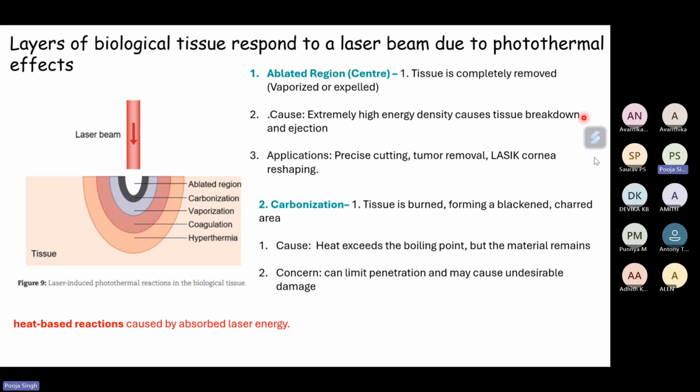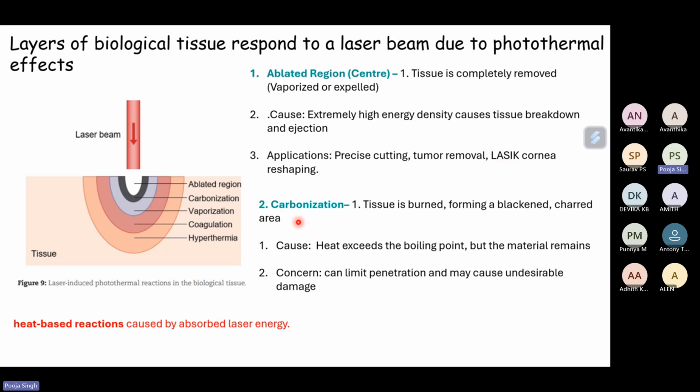Where can we use this? We can use it in cutting procedures, for tumors. If anybody has a tumor, we can use this laser to remove it. Then LASIK, cornea reshaping. In the eye we have a cornea. If you have to reshape your cornea, there also you can use the laser.